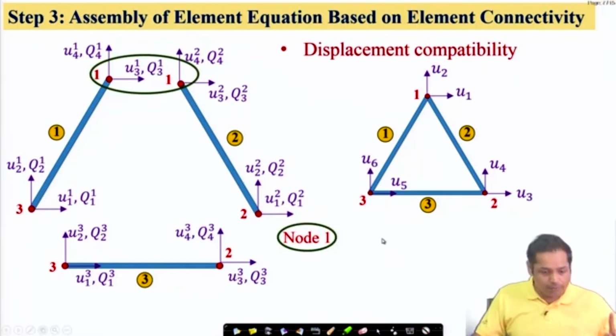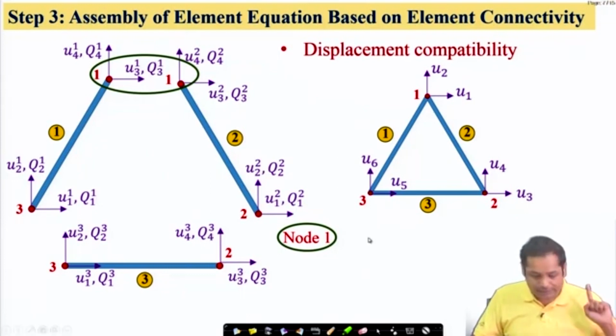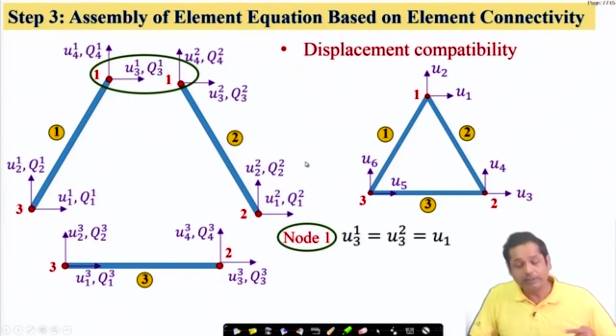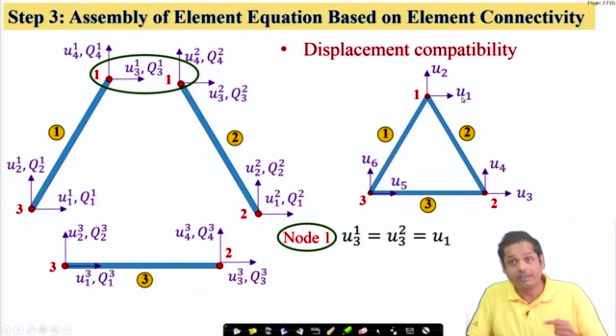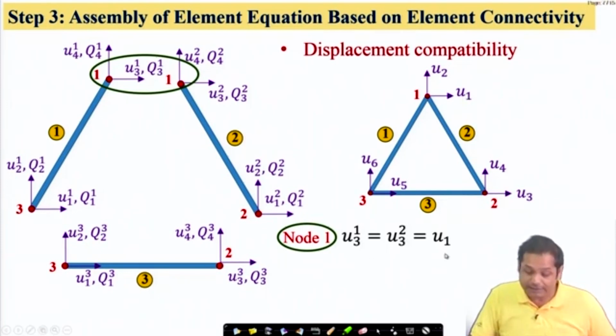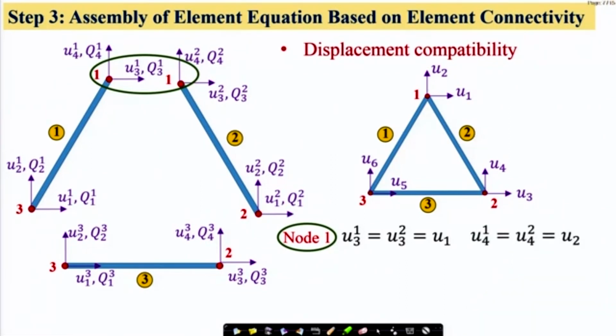So, take node number 1. At node number 1, as I just said, if we consider the continuity for the degree of freedom U1, which is the horizontal displacement here, then this criterion needs to be satisfied. Similarly, at the same node, if we take the other direction, the y direction, then this criterion needs to be satisfied. Similarly, at node number 2, a similar criterion needs to be satisfied.